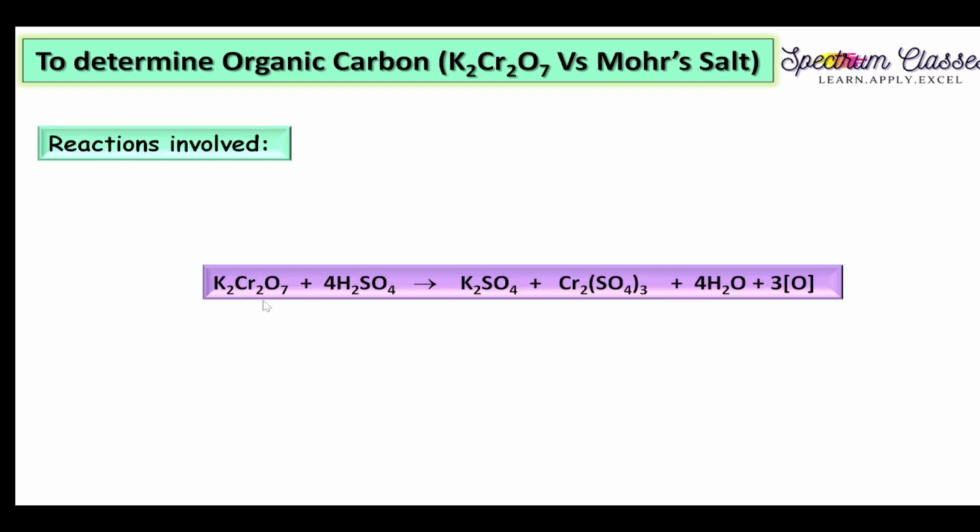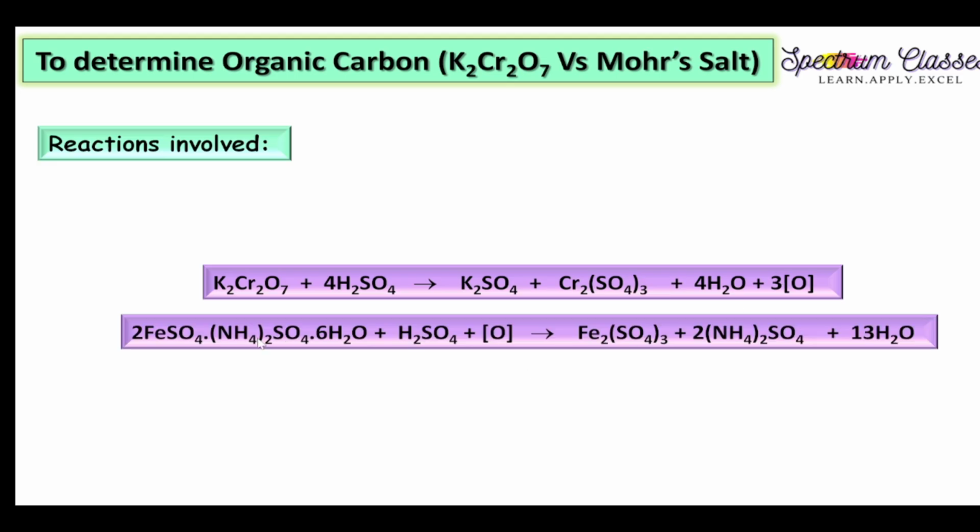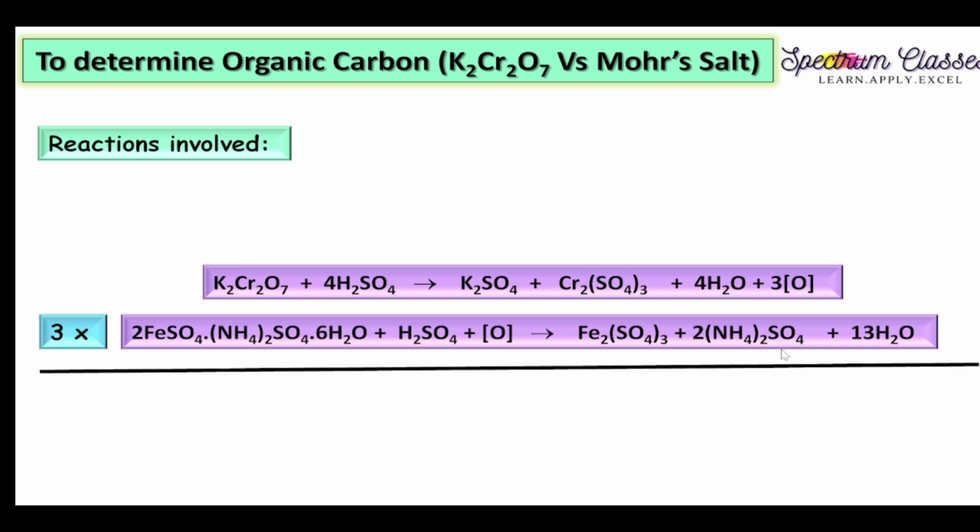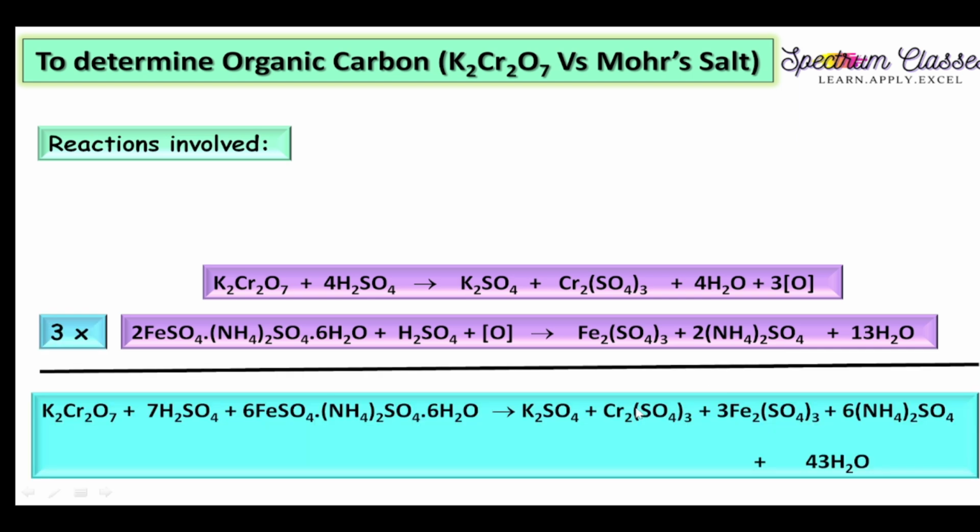The reactions involved in this process are like this. First we are preparing the potassium dichromate on reaction with H2SO4. It produces nascent oxygen. This nascent oxygen oxidizes the ferrous ammonium sulfate, or ferrous content, into the ferric content. Here you can see this is the reaction, and on adding these two reactions we get this kind of reaction.